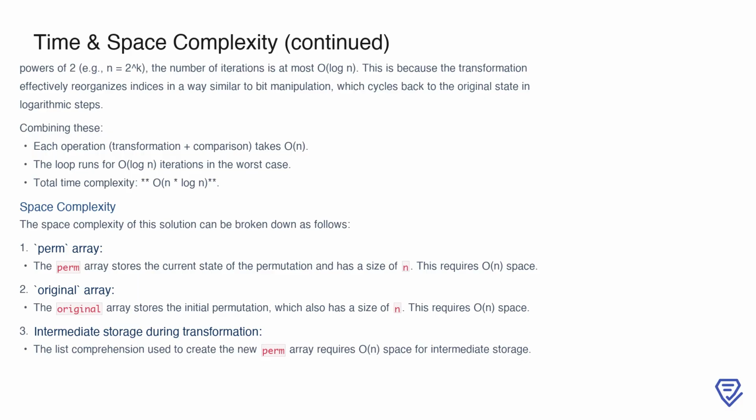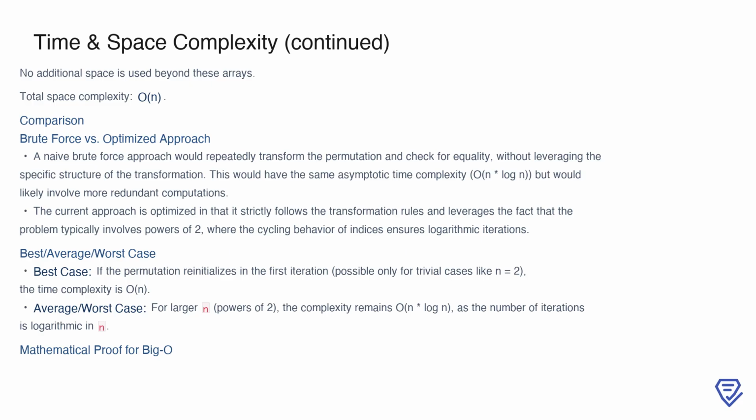Similarly, the original array, which stores the initial state, also requires O(n) space. Additionally, the intermediate storage used during the transformation, such as in the list comprehension, temporarily holds O(n) elements as well. These are the primary contributors to space usage. No additional memory beyond these arrays is required, so the total space complexity is O(n).